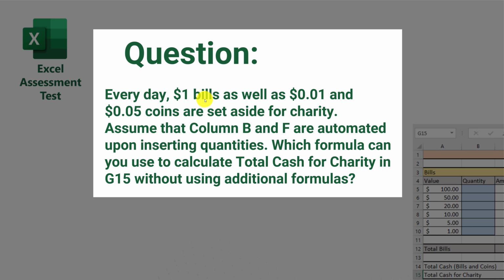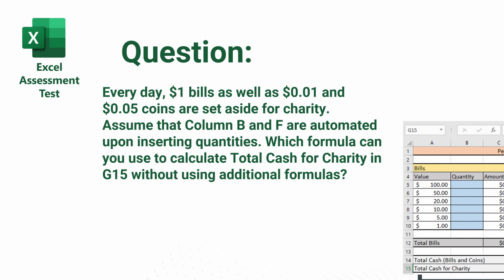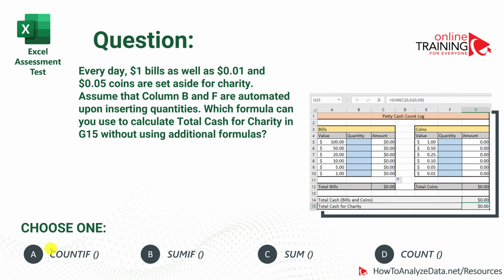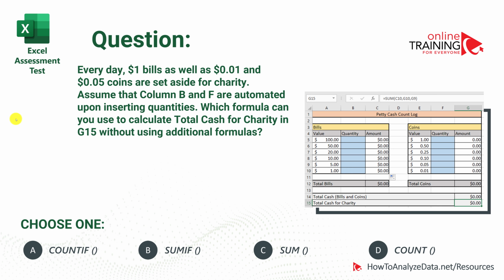Every day, $1 bills as well as 1 cent and 5 cent coins are set aside for charity. Assume that columns B and F are automated upon inserting quantities. Which formula can you use to calculate total cash for charity in the cell G15 without adding additional formulas? And as always, there are 4 choices presented: COUNTIF, SUM, and COUNT. Which one do you think is the right one?